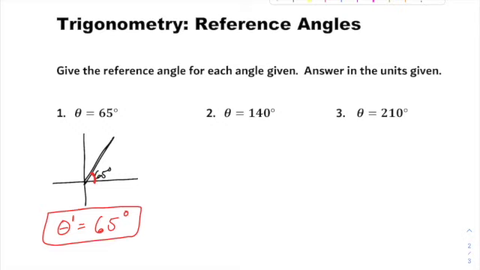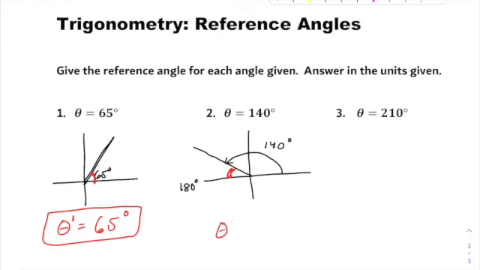Now, example number 2, theta is 140 degrees. So we're going past 90, but not as far as 180. So we're going to be in quadrant 2. 140 doesn't have to be drawn to scale. We'd be about there, say, right? That's 140 degrees. This is 180 degrees. Your reference angle is right here. How many degrees away are you from that nearest x-axis? And that is going to be 40 degrees.